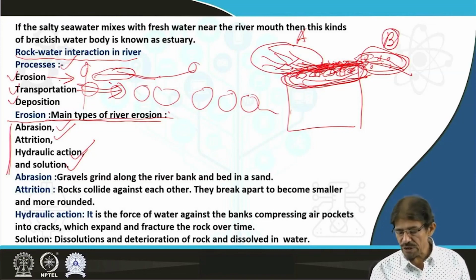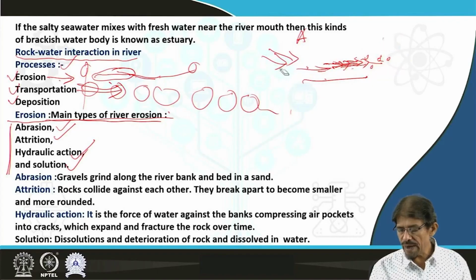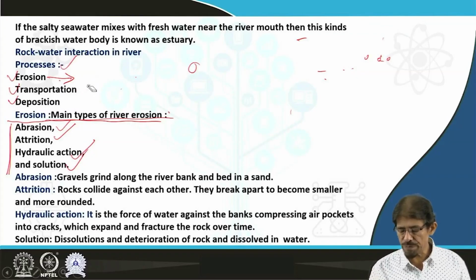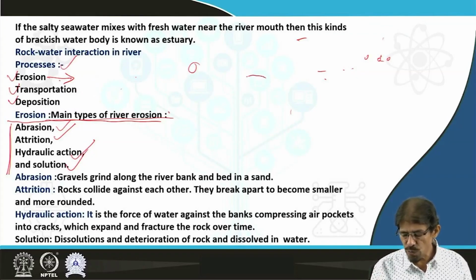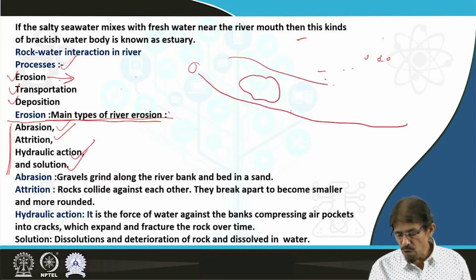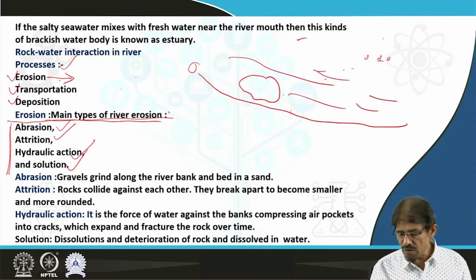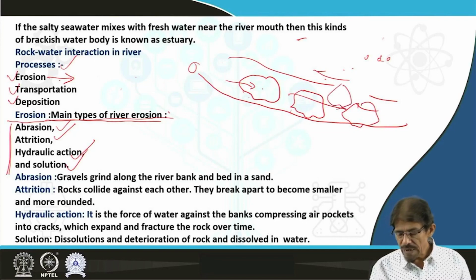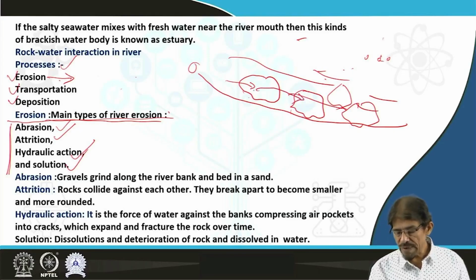Attrition is a very simple phenomenon, which I try to show with the help of this cartoon diagram. This is the flow of water toward the downside. Here the flow of water is going to carry this type of boulders at different points. Then what happens here? This boulder is going to collide with another. Boulder A is going to collide with boulder B.